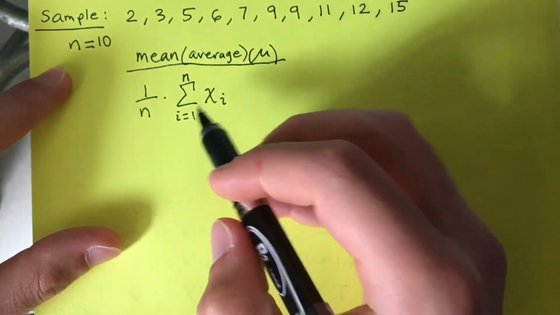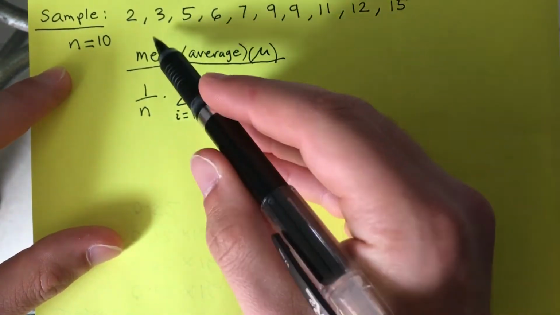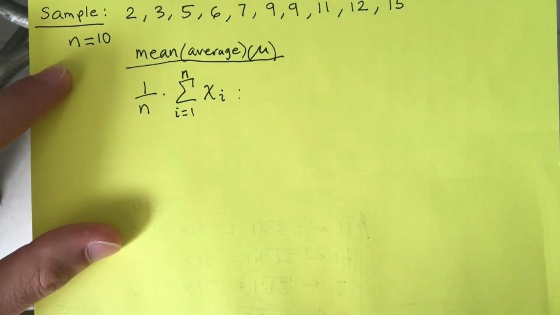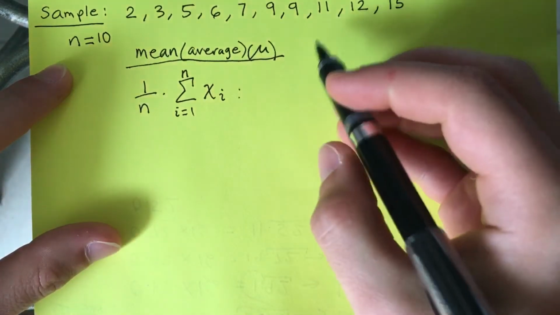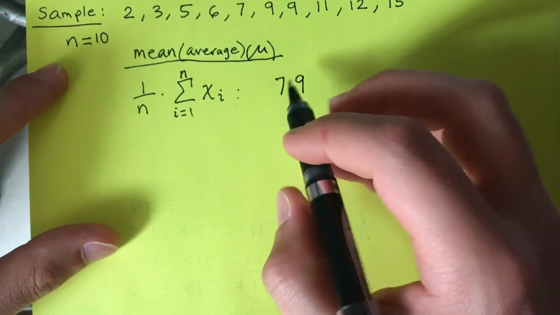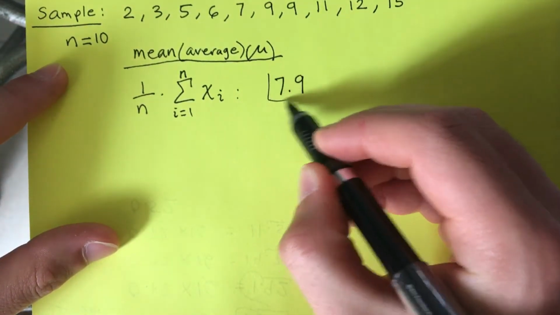So you're adding 2 plus 3 plus 5 plus 6 plus 7, and so on. If you do that in the calculator and then divide by 10, you should get 7.9. So 7.9 would be our mean.